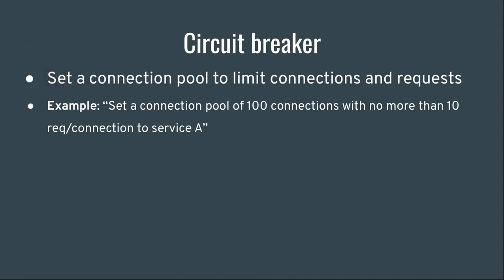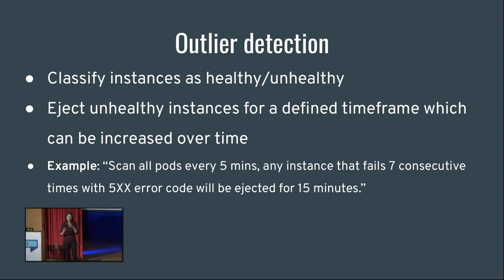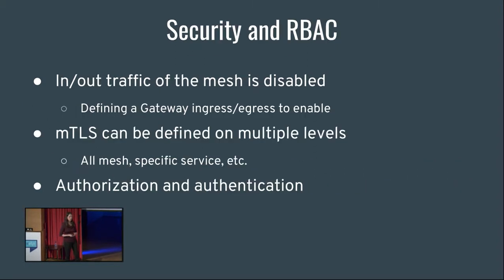Circuit breaker is a way to guard our application by defining a connection pool. And outlier detection is a good way to classify different instances of our service as healthy and unhealthy. So unhealthy ones can be ejected and then brought back to the pool later on.